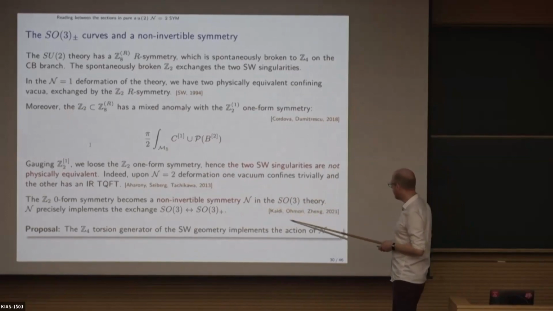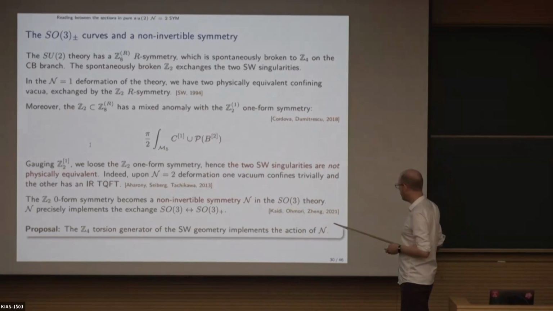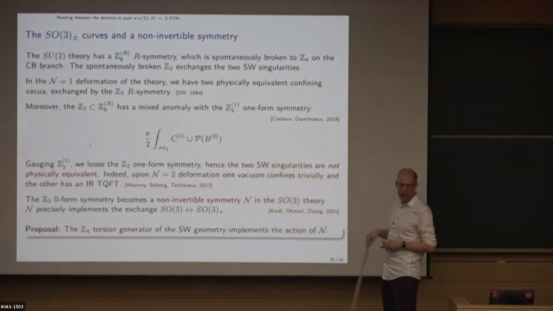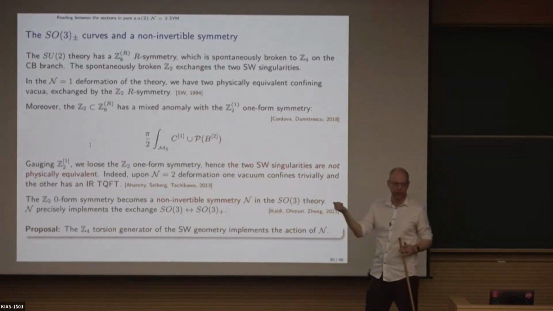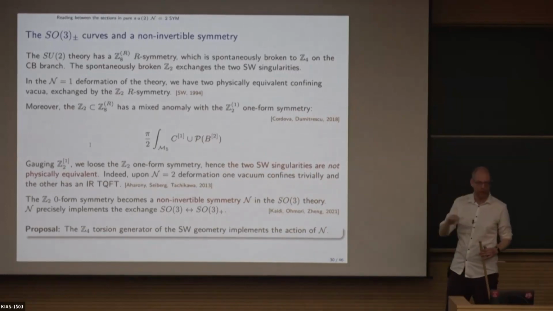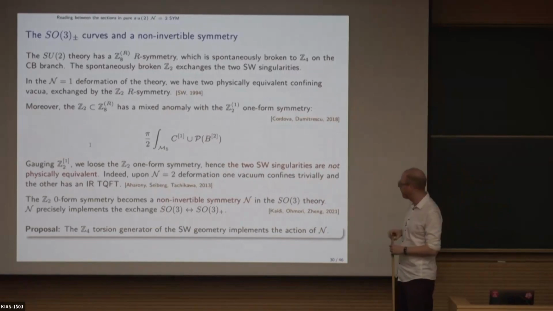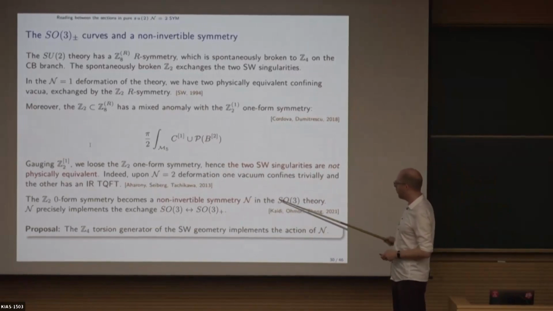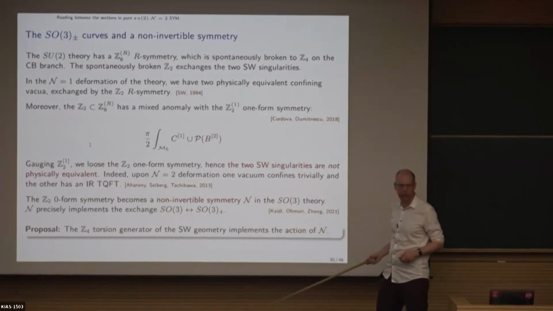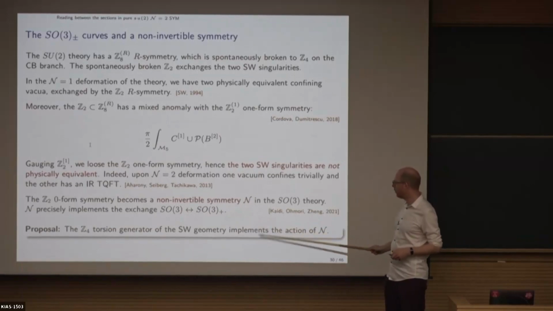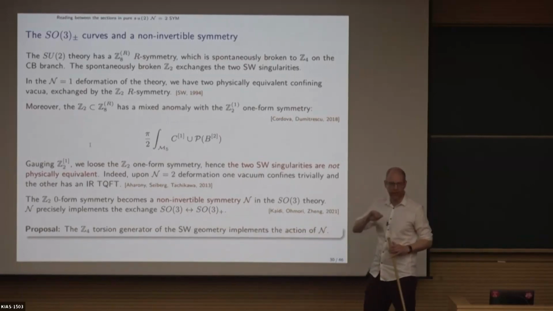Now, there is this very non-trivial statement of Kaidi, Ohmori, and Zhang from 2 years ago, that precisely when you have this kind of mixed anomaly and you gauge the one-form symmetry, the zero-form symmetry here doesn't fully disappear. It becomes instead a non-invertible topological operator, a non-invertible symmetry. Let's call it N. And what it will do in our case is precisely implement the shift by 2 pi, so moving between SO3 minus, sorry, and SO3 plus. Okay, so here, of course, the proposal is that the Z4 generator precisely implements that.